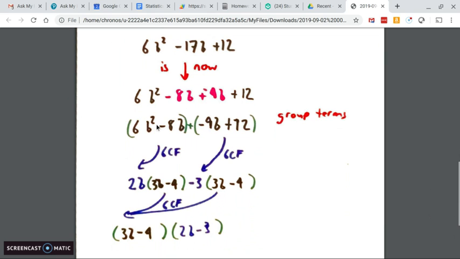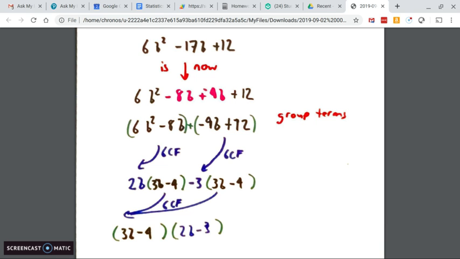And for each of the groups, I'm going to pull out the GCF from both terms. So the GCF here is going to be 2b, and that leaves inside 3b minus 4. And here, the GCF is going to be negative 3. It could also be positive 3, but I want to take the negative just because that makes the inside, or what's left over, look exactly like this inside, which is going to be important for me in the next step.